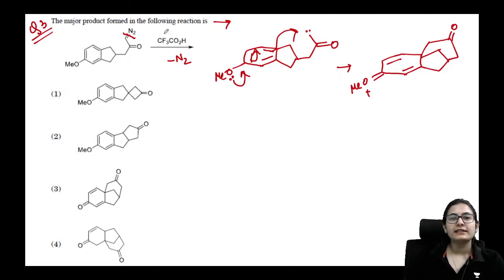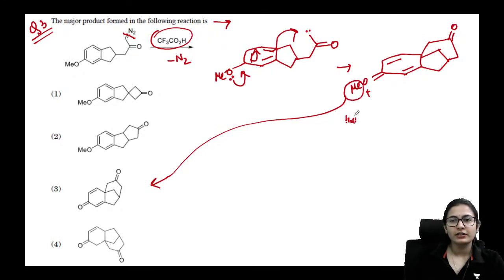What happens next? Since there is acid present, it is going to be hydrolyzed. The acid is going to just remove the methyl group from here. Water can attack over here. It is released. Now you are going to have this molecule as it is. Okay, so this is the correct answer. You are not going to have the methoxy anymore.